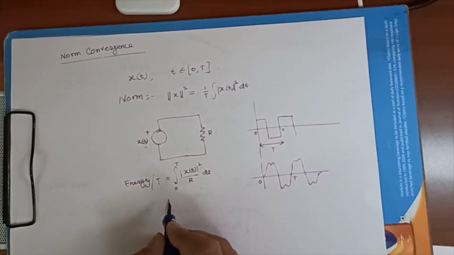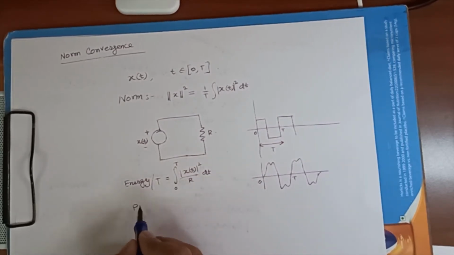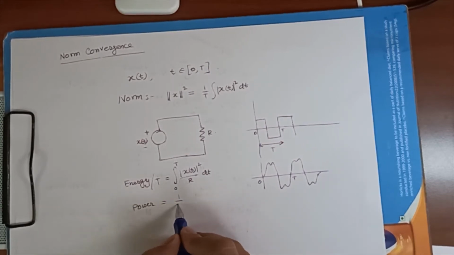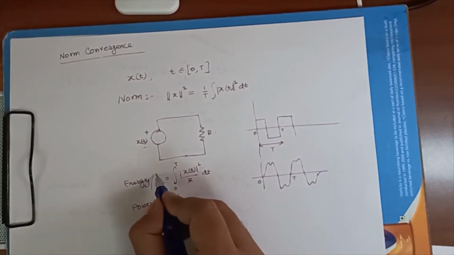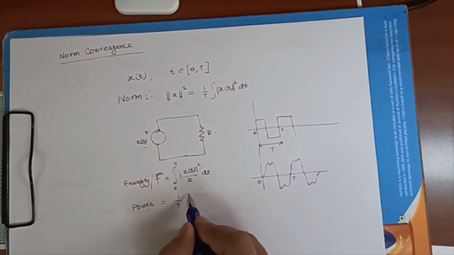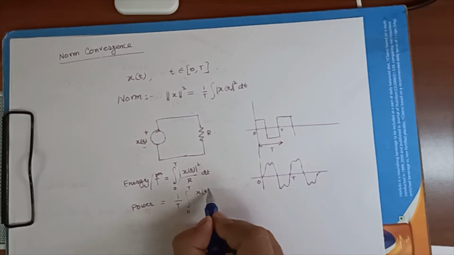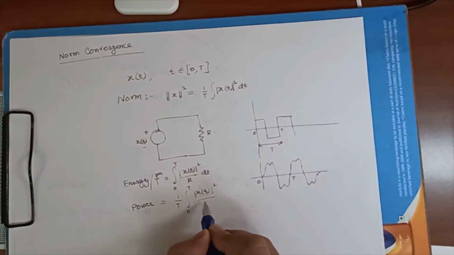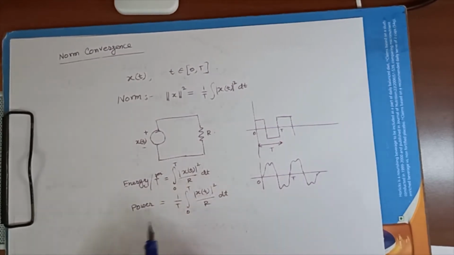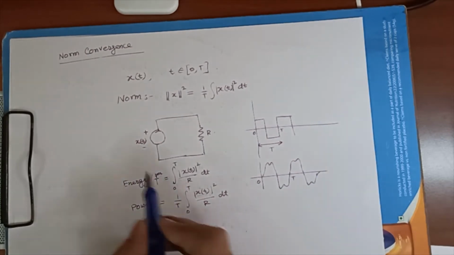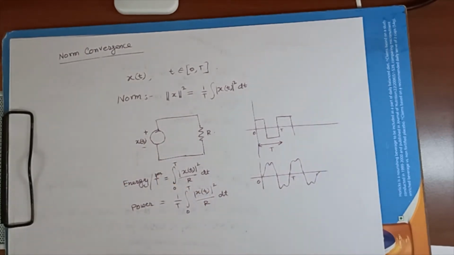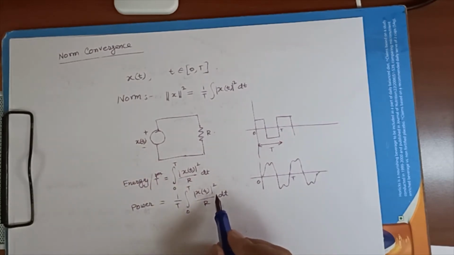So energy per time is basically power. So power is 1 by T, this is per unit time. So power is 1 by T integral 0 to T of |x(t)| square by R dt. This is the power of that particular signal if x(t) is a voltage. If x(t) is current, then this R will be multiplied with it, right?